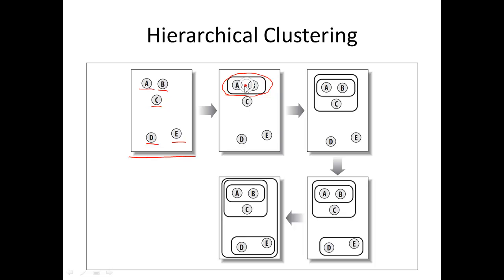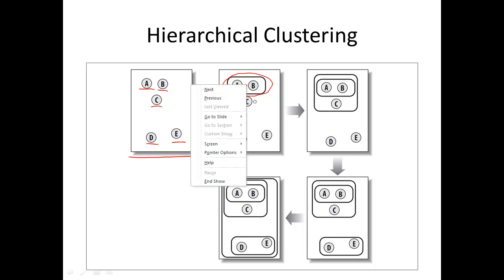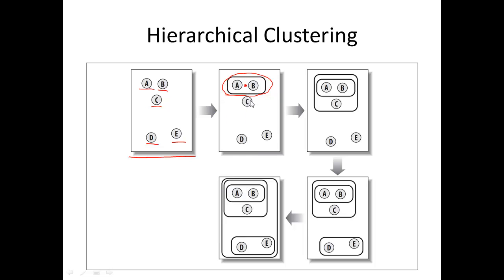So we want to see what's the next closest pair of points now. And it turns out that this center point of A and B, this cluster, is very close to C. So we kind of join those into one cluster. And now we have this center point somewhere here.